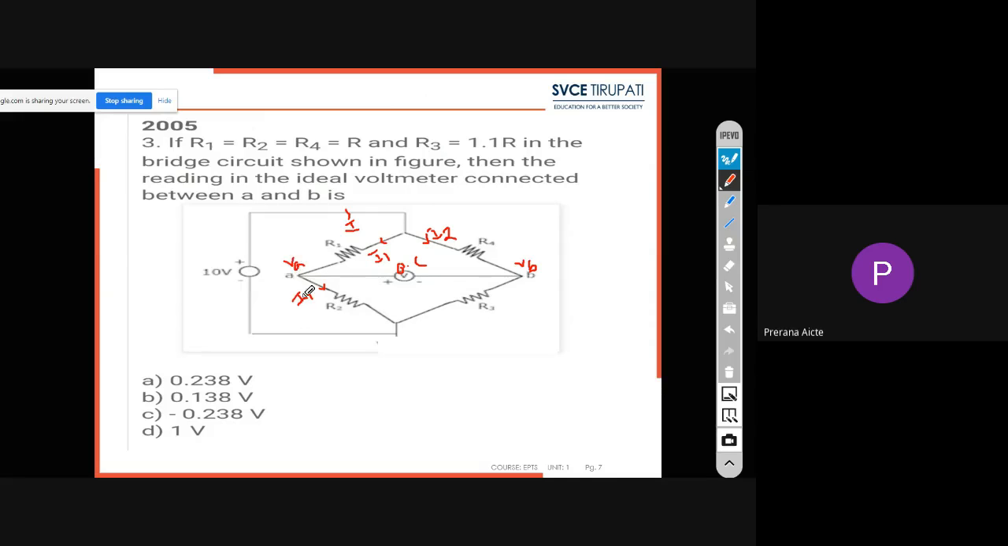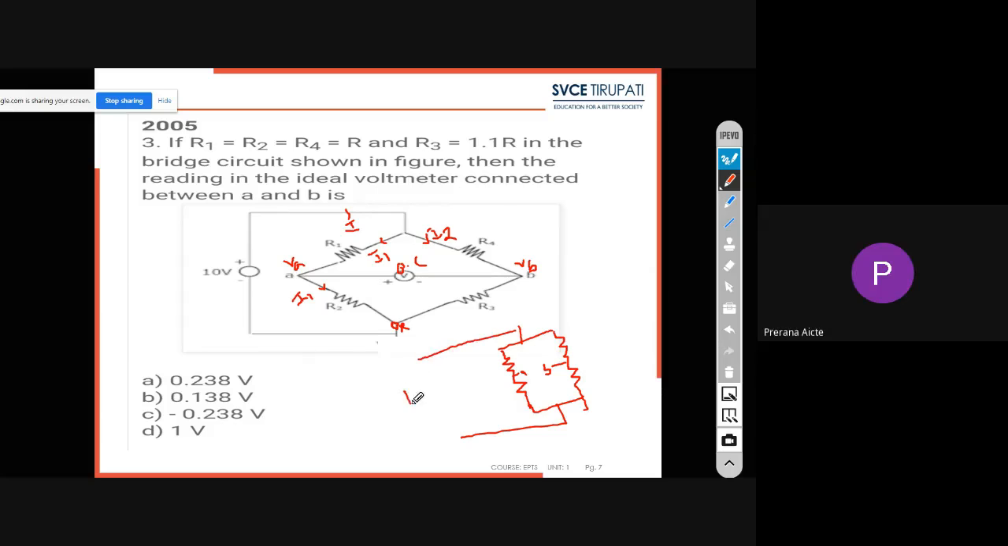So I need to find VA and VB. This is the reference node, the zeroth node. What is the voltage from point A to the reference point? R1 and R2 are in series. I will show the circuit here. Your circuit should be like that: one resistance, another resistance, this is the resistance, the A point and this is the B point.